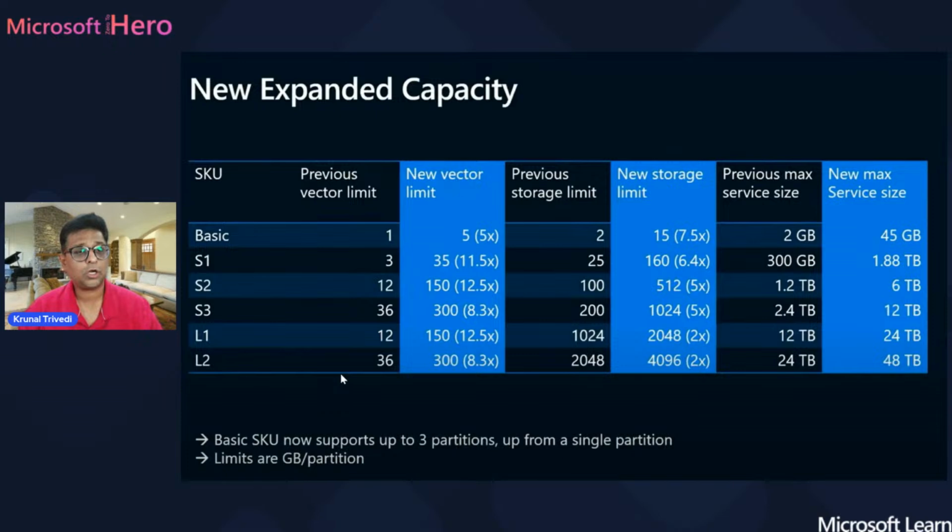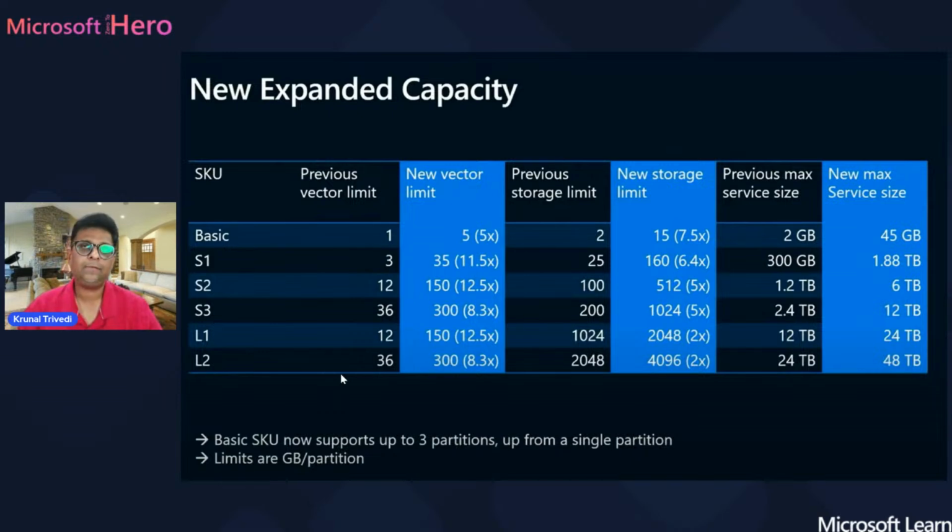At the same time, if we talk about the L2 tier, previously we had a 36 GB per partition limit, which is now 300 GB per partition, and a 2 TB storage limit, which is now 4 TB, and the previous max service size of 24 TB is now 48 TB. So you can see the detailed changes here, how the vector index size for each service in each tier has changed. And again, what you get is at the same cost.